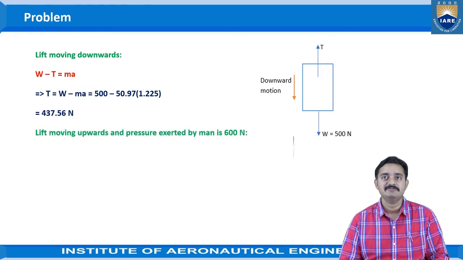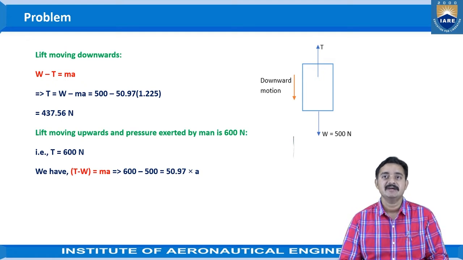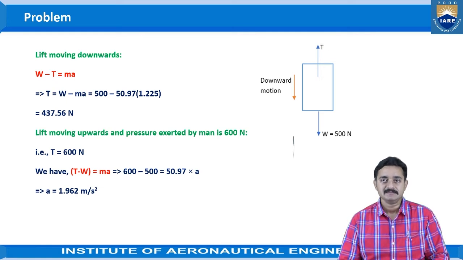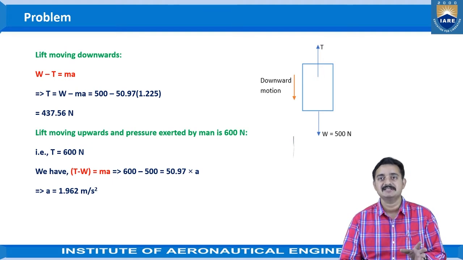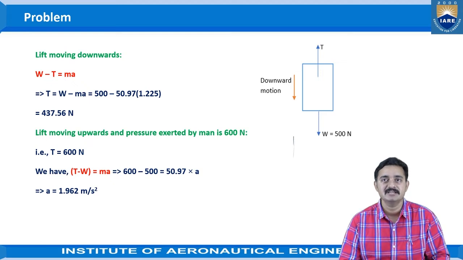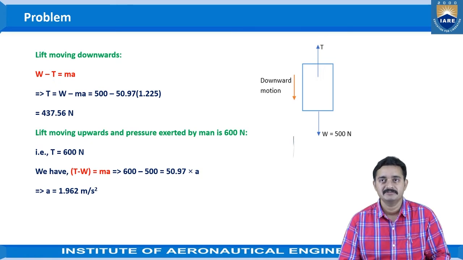Then coming to the third one, lift moving upwards and pressure exerted by the man is 600 newtons. That is, T is equal to 600 newtons. Now we have T minus W is equal to MA, so 600 minus 500 is equal to 50.97 into A. When we solve this, A can be obtained as 1.962 meters per second square. So this is the acceleration when the man exerts a pressure of 600 newtons, nothing but the tension is 600 newtons, when the lift is moving upwards. This is how the problem of motion of the lift will be considered.